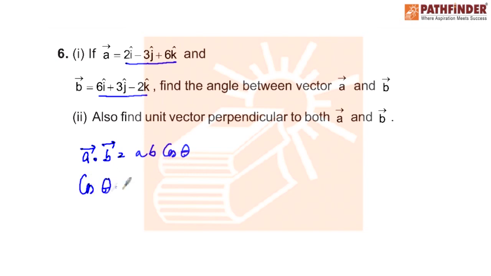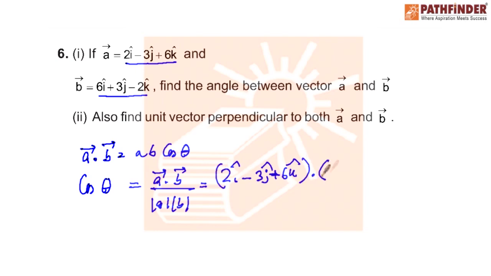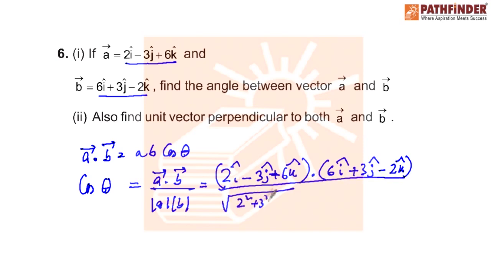And then cos theta comes to the dot product of a and b divided by their mod values of a and b. So if you put the dot product here, we write it as 2i minus 3j plus 6k dot 6i plus 3j minus 2k, and then the mod value: root over 2 square plus 3 square plus 6 square into 6 square plus 3 square plus 2 square. So that gives us minus 9 by 49.